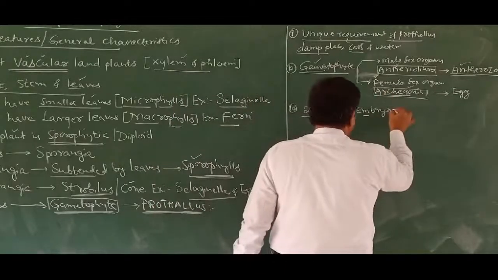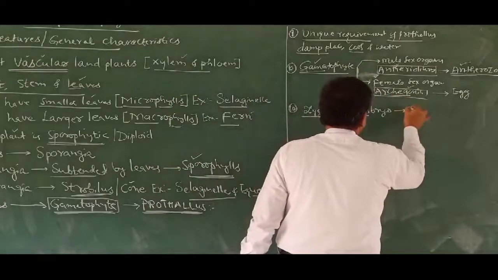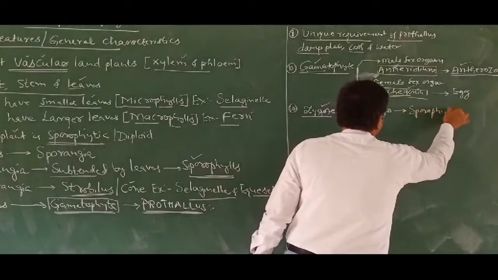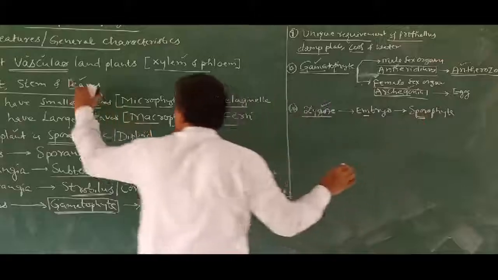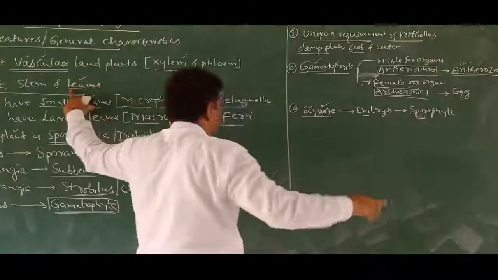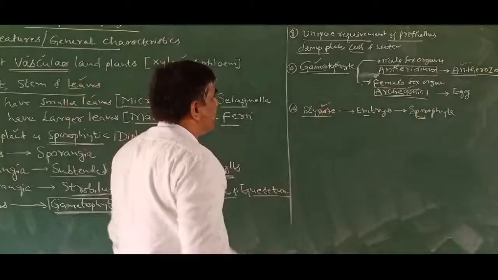This embryo develops into a multicellular structure known as a sporophyte. So the life cycle will be continued once again here. This sporophyte is differentiated into stem, root and leaf. In this way, the life cycle completes.